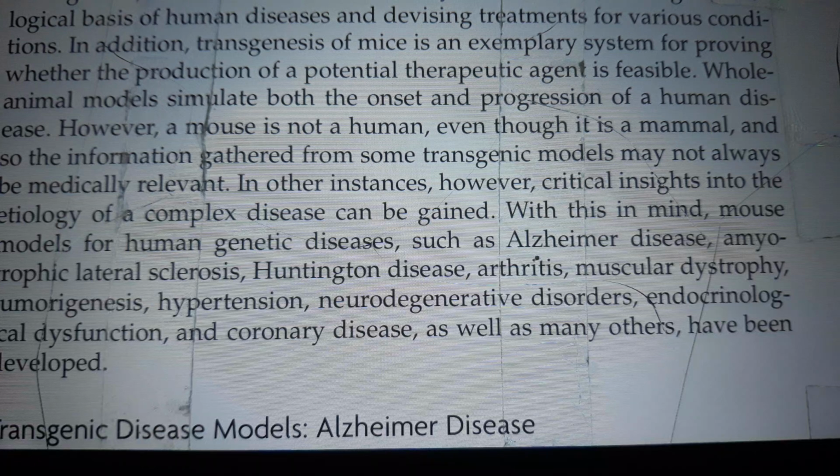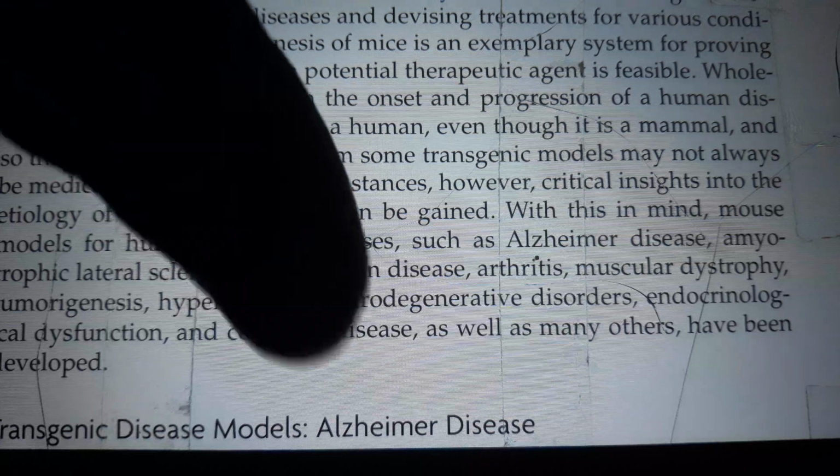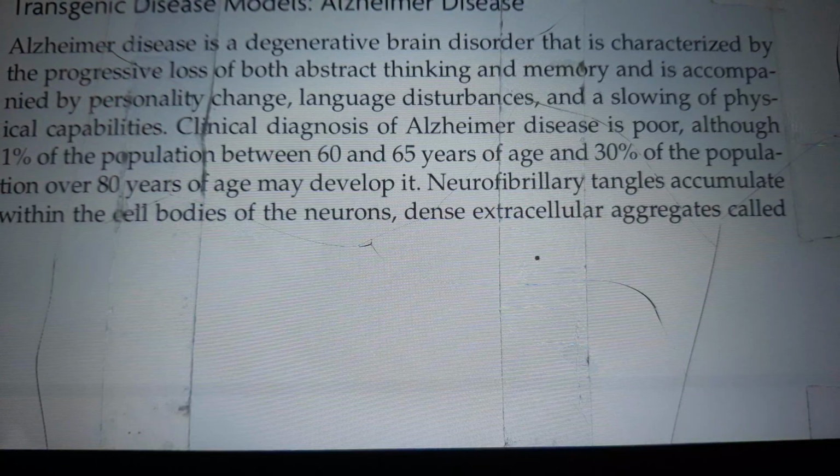such as Alzheimer disease, amyotrophic lateral sclerosis, Huntington disease, arthritis, muscular dystrophy, tumorigenesis, hypertension, neurodegenerative disorders, endocrinological dysfunction, and coronary disease, as well as many others, have been developed. Transgenic disease models and Alzheimer's disease.